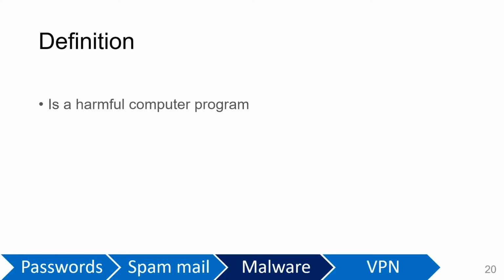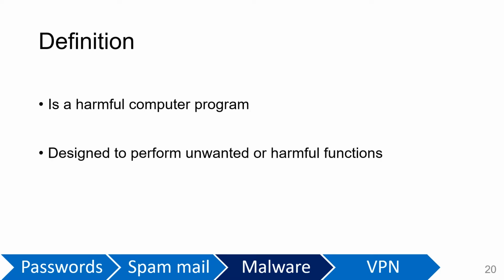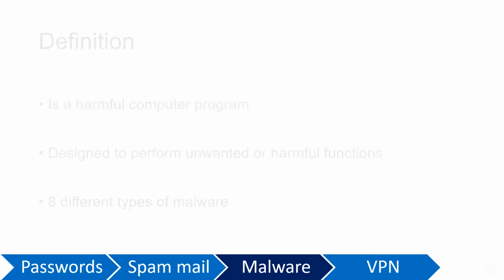So the next topic we will talk about is malware, and it's presented by me. Malware is a computer program that is specifically designed to perform unwanted or potentially harmful functions on a computer. Such programs are often referred to as malicious programs or malware, and thus are considered a generic term. Malware is an umbrella term. There are 8 different types of malware.